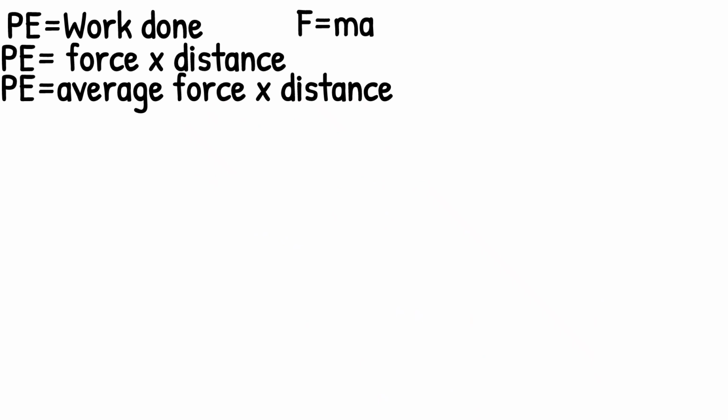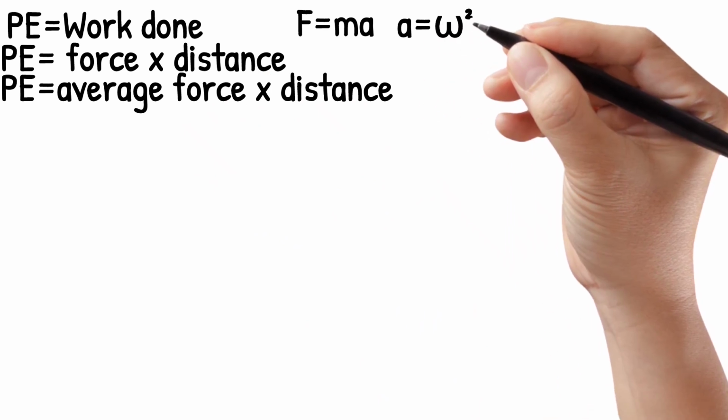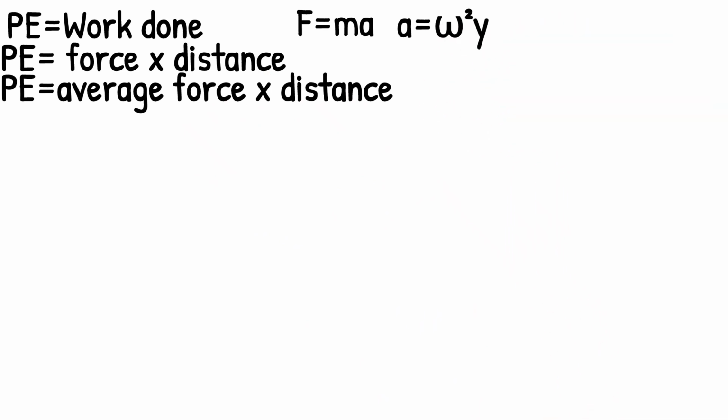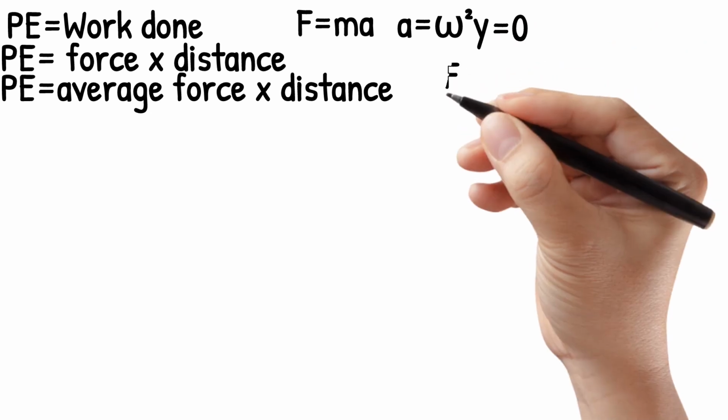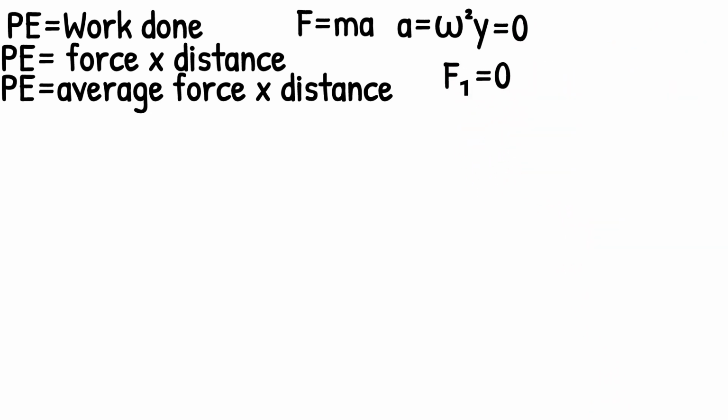So I'm going to ignore the sign of acceleration, omega square y. That's the formula for acceleration, omega square y. And at the mean position, y is 0. There's no displacement at that point. So acceleration there is 0. And since acceleration there is 0, your force, which is mass times acceleration, becomes 0 as well, because mass m times 0 is 0. So your force at the mean position is 0.